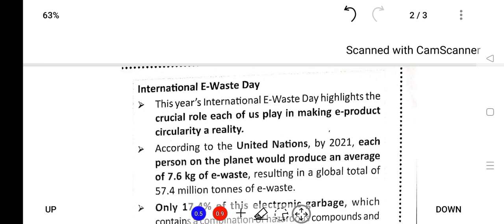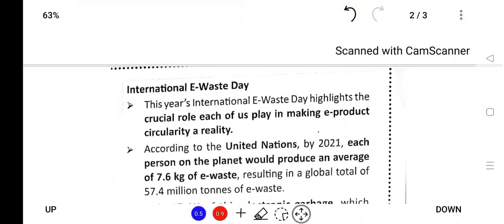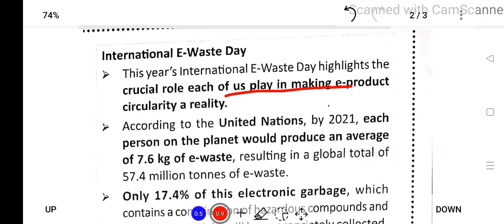what is International E-Waste Day? The International E-Waste Day this year is celebrated on 14 October. This year's theme highlights the crucial role that each one of us plays in making e-product circularity a reality. So let us look at some data by the United Nations.